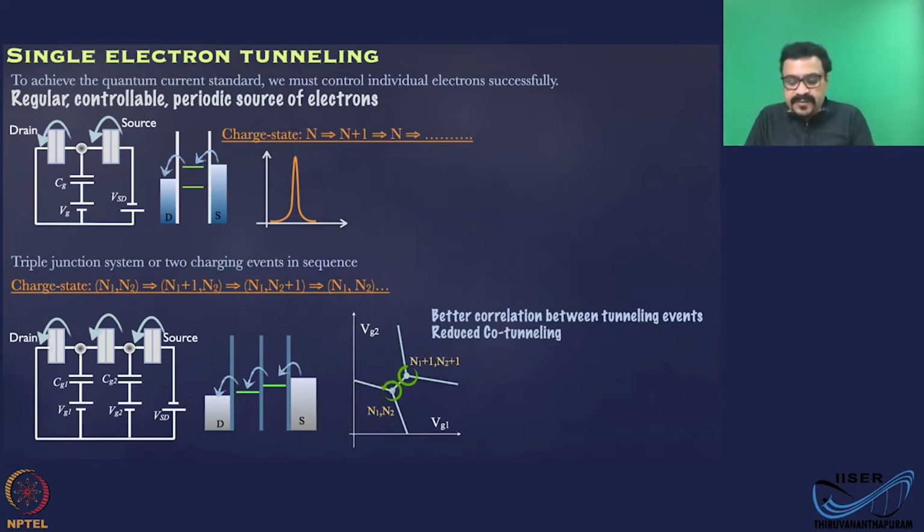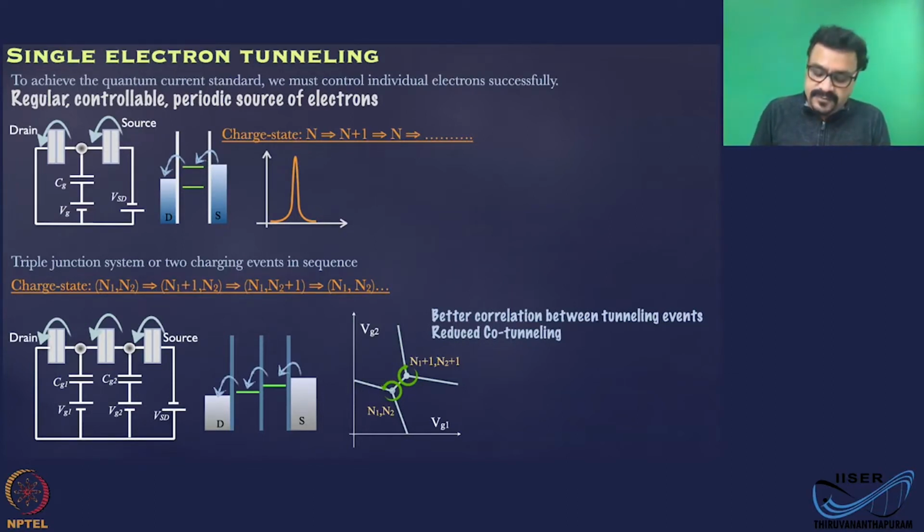For example, N1 N2, then N1 plus 1 N2, and the next moment the second electron will jump out, then eventually you will reach back to N1 N2. So the presence of the second dot makes sure that this electron tunnels here only after this electron tunnels out, and only then can the next electron come in. So there is less chance of effects such as co-tunneling and better correlation between the tunneling events. What that means is you will get better control on the rate of electrons per second.